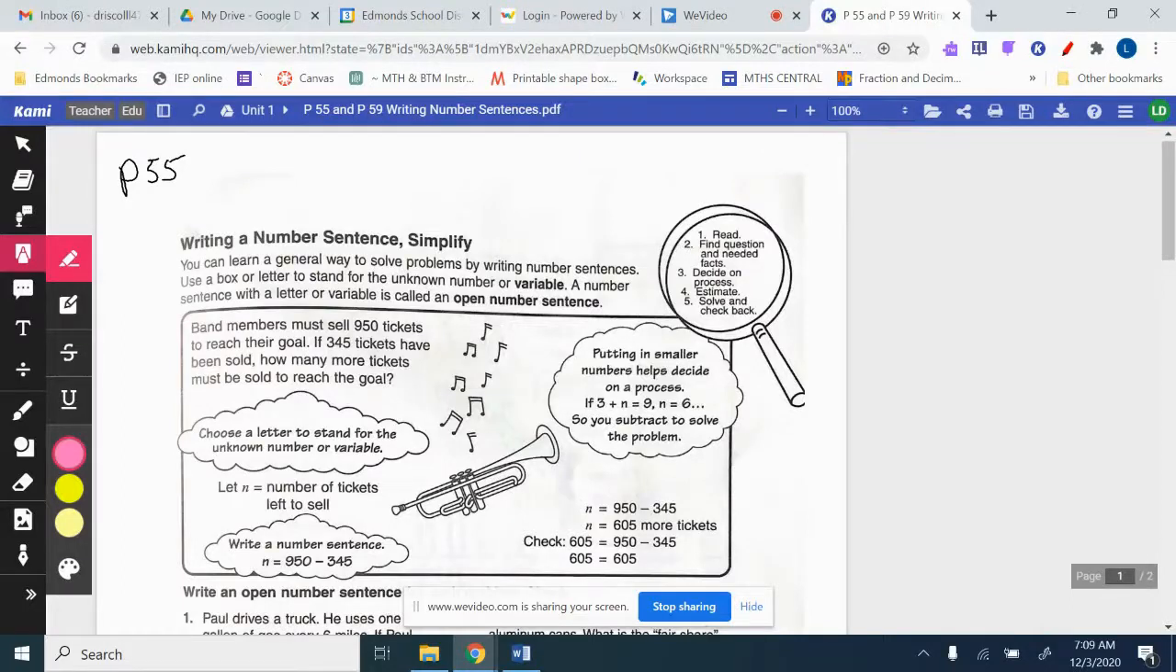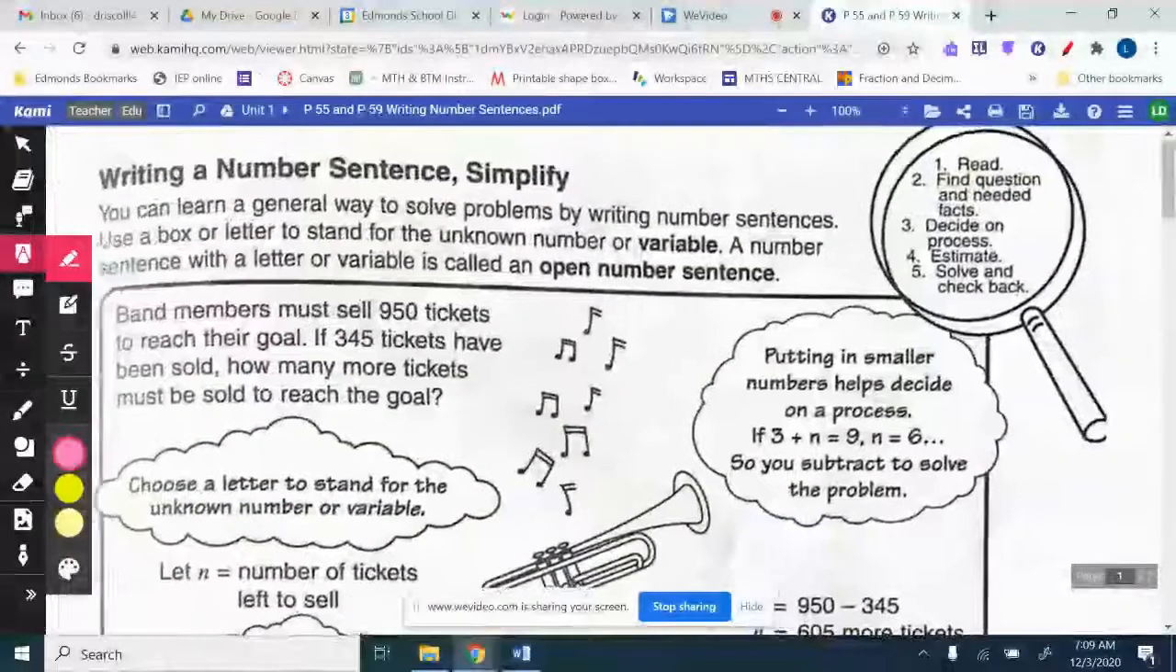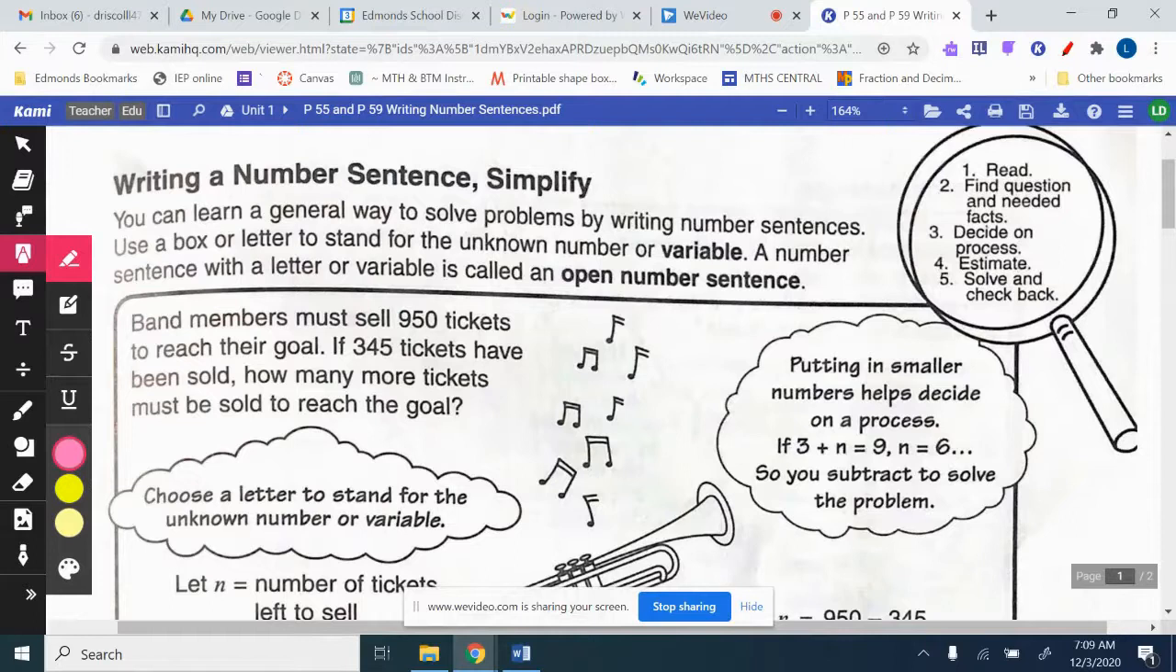Number sentences. They give us some new vocabulary that I want you to look at and not worry. We're going to be working a lot with this over the next couple of years, but it's time to start using this vocabulary. It says right here, you can learn a general way to solve problems by writing a number sentence. Use a box, which is what you guys are used to, or a letter to stand for the unknown number. So this is another vocabulary: unknown number or variable. If we don't know what it is, we're just going to assign it a letter. And usually it's a letter for whatever it starts with, or often it's the letter X.